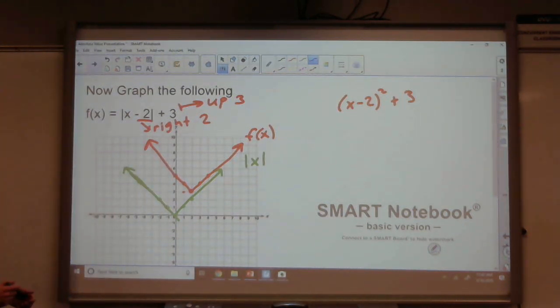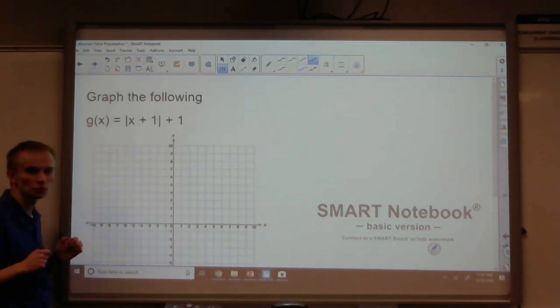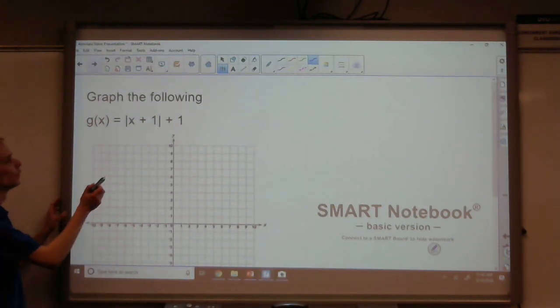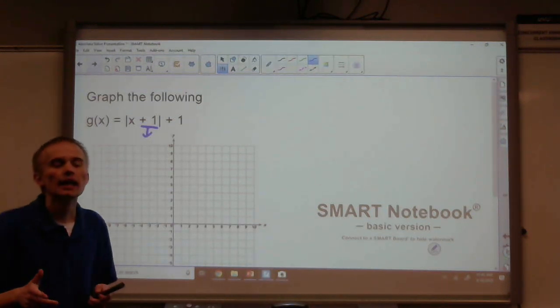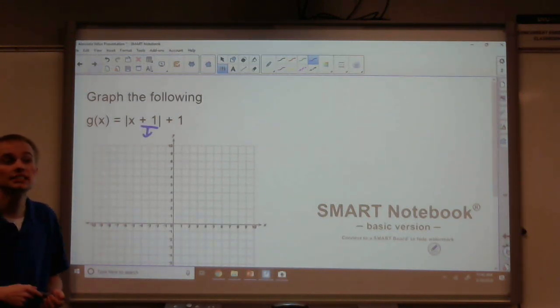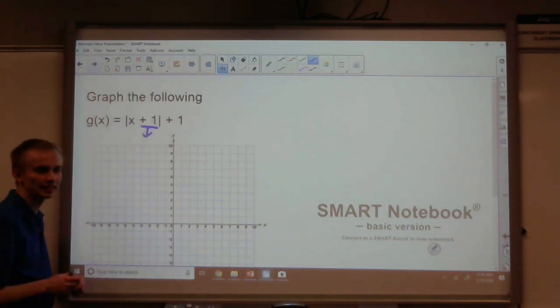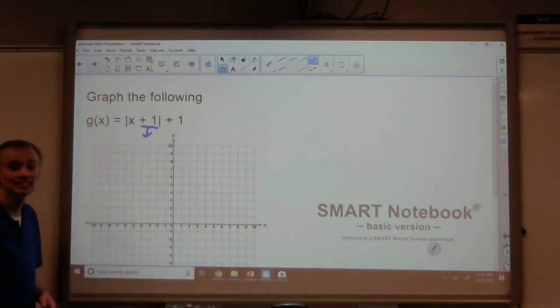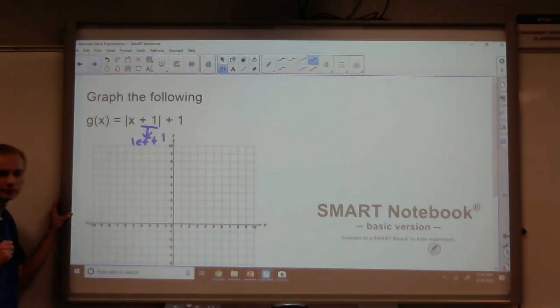Let's do another example and make sure we got this. Okay? So let's do absolute value of x plus 1 and then plus 1 outside. Okay? Well, this plus 1 on the inside with the x, what is it going to do? It moves the x, and since it's next to the x, it does the opposite of what we might expect, right? Normally, when I think plus, I think right, but since it's next to the x, I go left. Okay? This will be left 1. Okay?